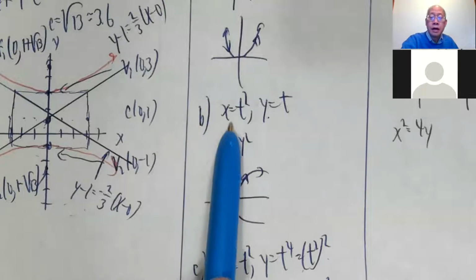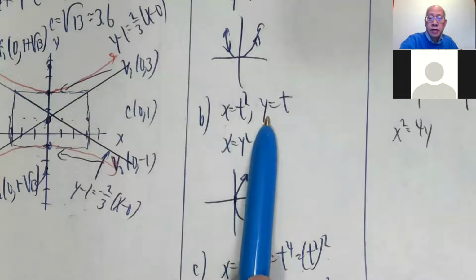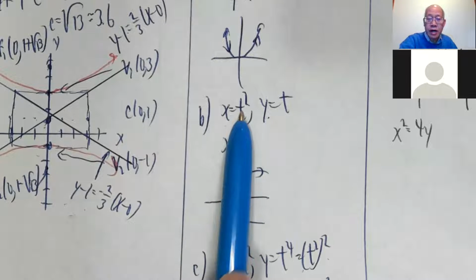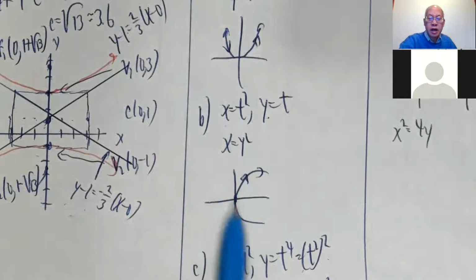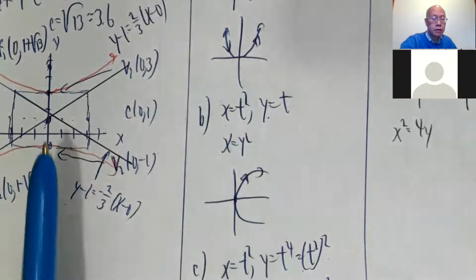B, x equals t squared, y equals t. Can I get rid of t? Sure, since y and t are the same, just make that a y: x equals y squared. And I recognize that as a parabola opening to the right.